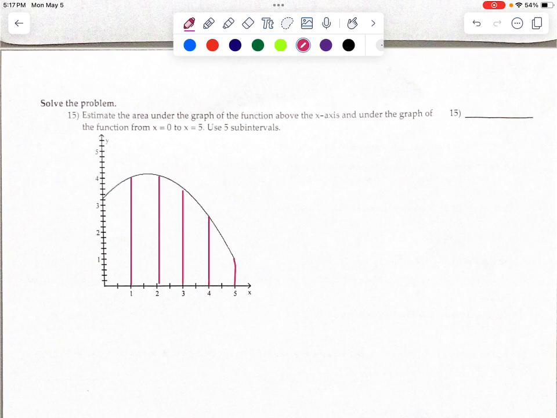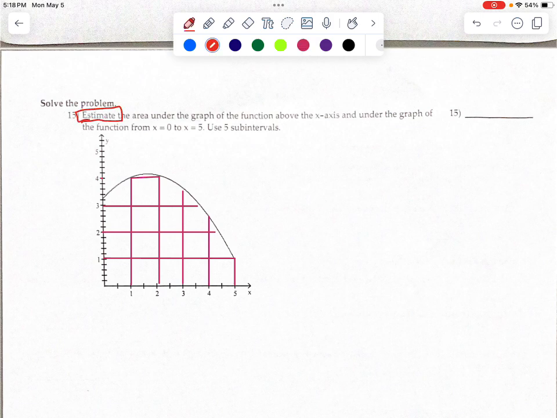4, 5. So there are my 5 sub-intervals. And since this is not on graph paper, I'm going to make my life easier and go this way as well. Now, we talked about we are just estimating here, right? Technically, I would go like right here or something, a little tiny. And we were just estimating, right? Estimate the area under the curve.